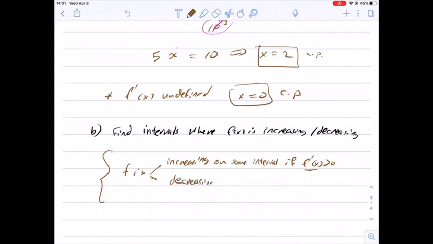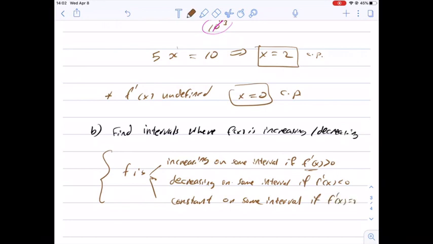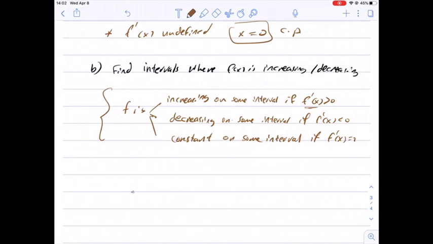The function is decreasing on some interval if the derivative is less than 0. The function is constant on some interval if the derivative is equal to 0. So this is how we determine these intervals. Now let's do this for our problem.